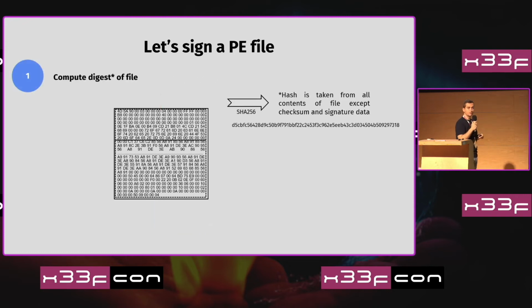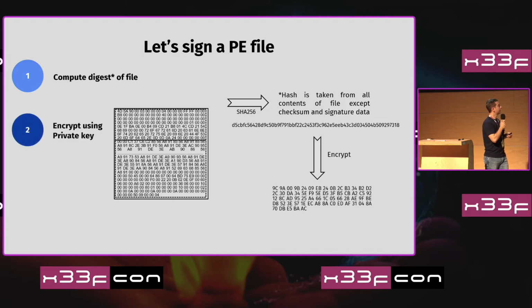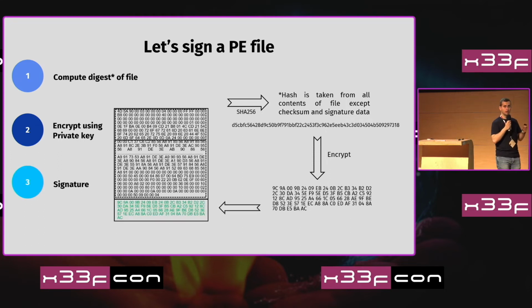Now, when we want to sign this file, the first step that we need to take is to compute the digest of the file. The digest of the file is also called the image hash of the file. It's a little bit different from the actual hash of the file because it doesn't take into account the checksum and the signature data that is present on the file itself. So we compute the digest. Next, we will take this digest and encrypt it using our private key. And this data will be appended to the file, and along with some other metadata for the signature, this will be our signature, and now the file is signed.